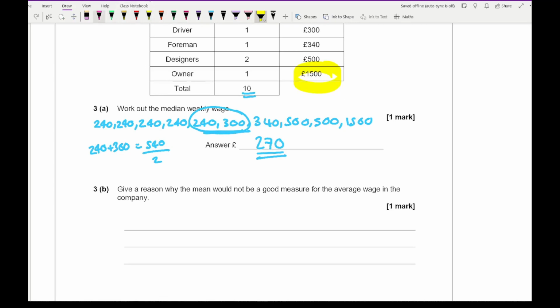In terms of what I'd write in the answer, again for one mark, it would be because the owner's wage is much higher than everyone else's.